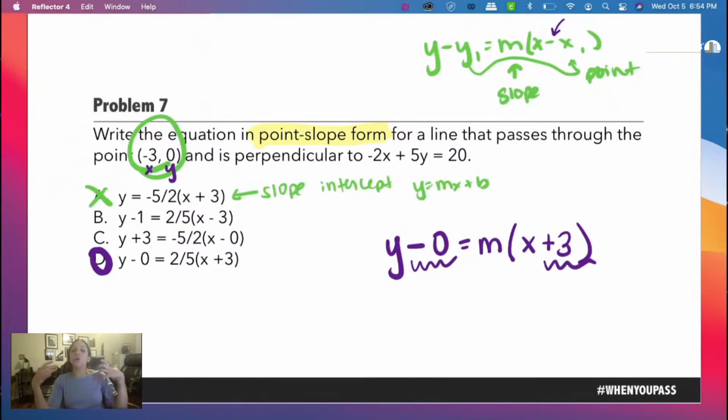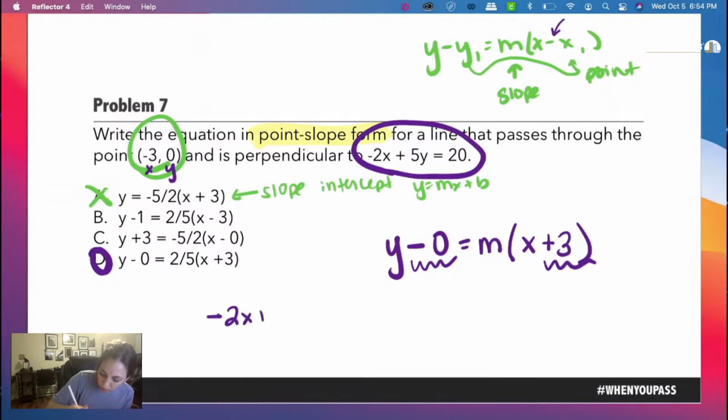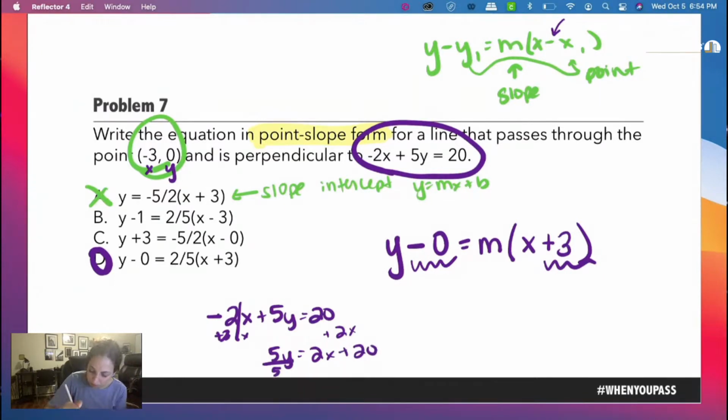Now, how do I find my m? Well, I'm going to put this in y equals mx plus b form. So -2x plus 5y equals 20. Add 2x to both sides. 5y equals 2x plus 20. Divide both sides by 5. And here I am with the wrong answer again. Y equals 2/5 x plus 4.